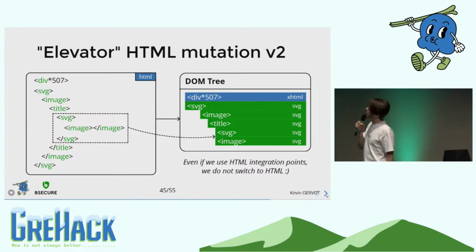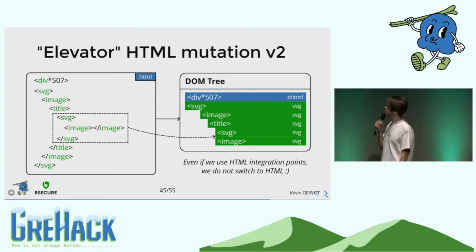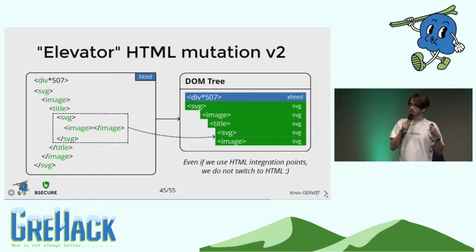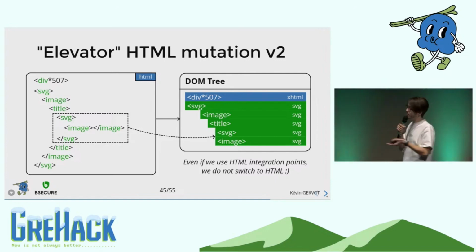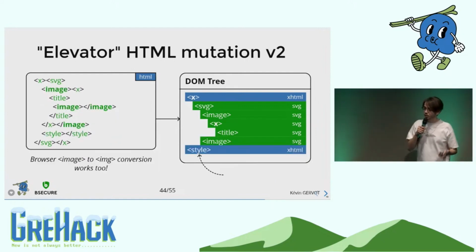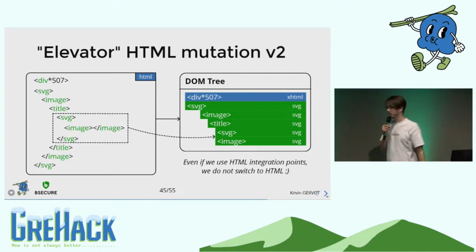So now, by using the node flattening one more time, it is possible to force the last image tag to be flattened out of the SVG tag, so it falls into the HTML namespace, but because of the way the node flattening works, it will still be parsed as SVG. So here we can create, in a way, the exact scenario we are having in this slide.